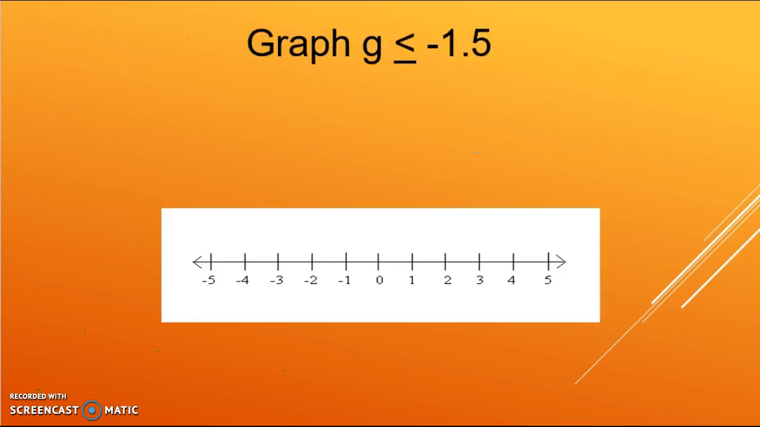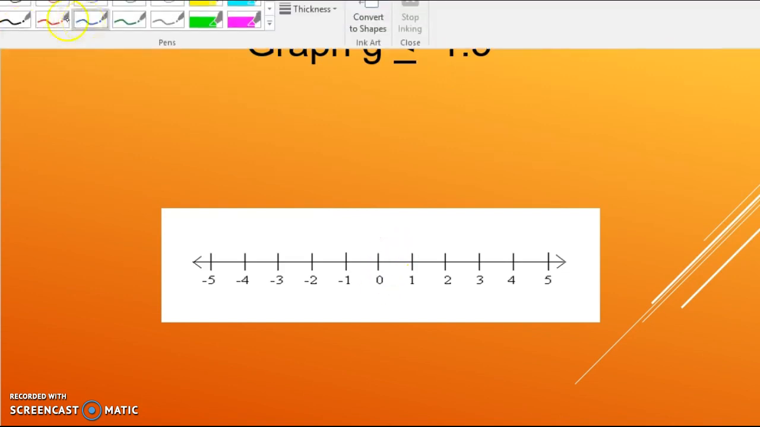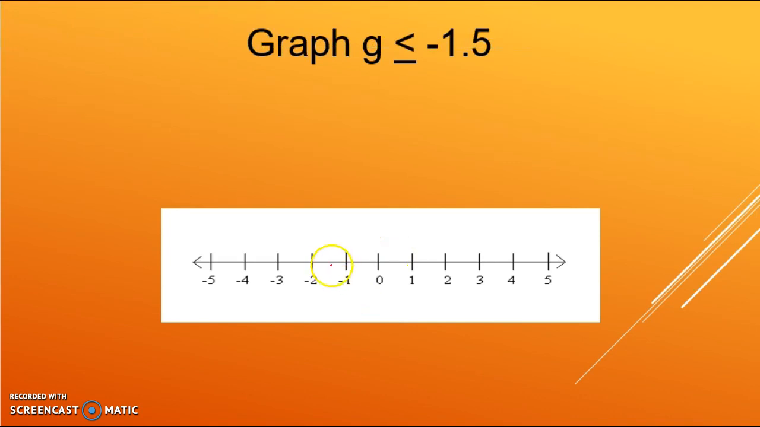All right, so here it says graph g is less than or equal to negative 1.5. You could go up and down by decimals if you wanted. I'm just going to use the graph that they give me here. So I'm going to go to negative 1.5, which is right about here. I know that it's a closed dot because this sign has a line underneath it. And since my variable is on the left side of my inequality, I can just look at whichever way the arrow is pointing and go that direction. This is g is less than or equal to, and anything that's less than goes to the left.